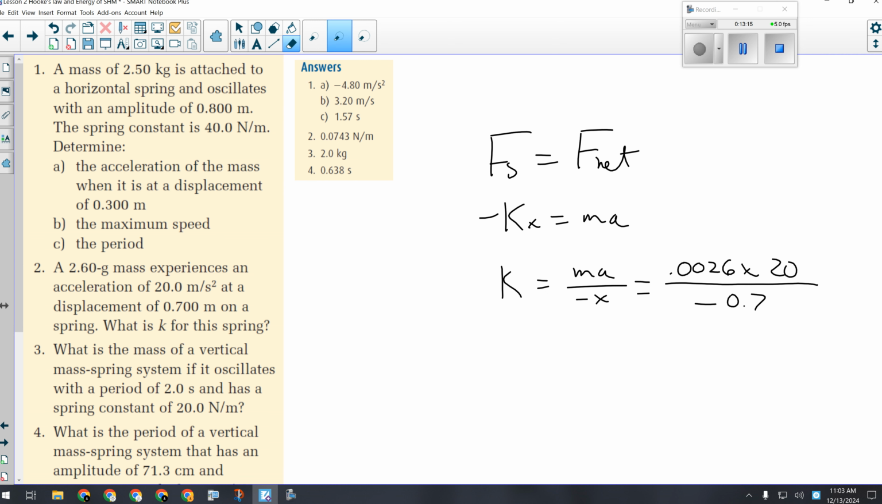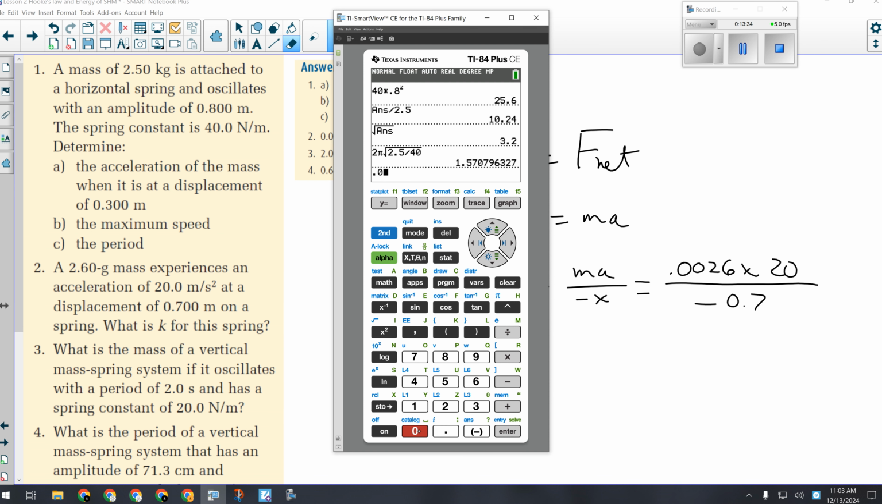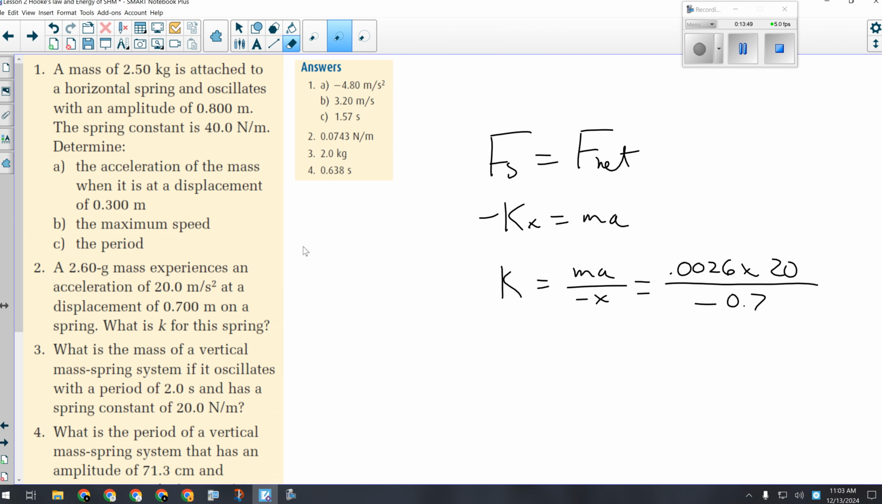I didn't get any directions on anything in this question. I just have to understand that I'm going to get a negative number, but k can't be negative. That's all right. So when I punch all that in, I got 0.0026 times 20, and then we divide that by 0.7. I'm not even going to bother to put the negative in. And that's going to give us a k of 0.0743, which is very, very small. That is an exceptionally light spring.